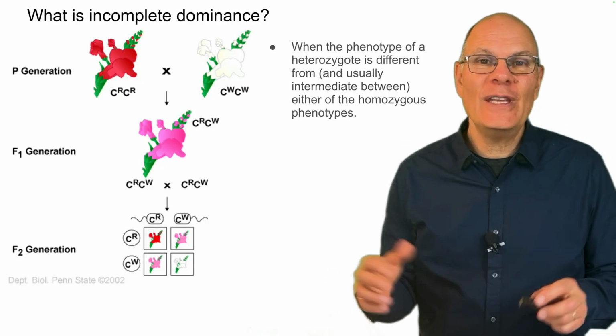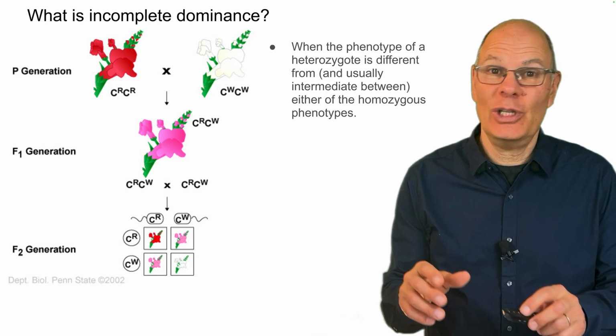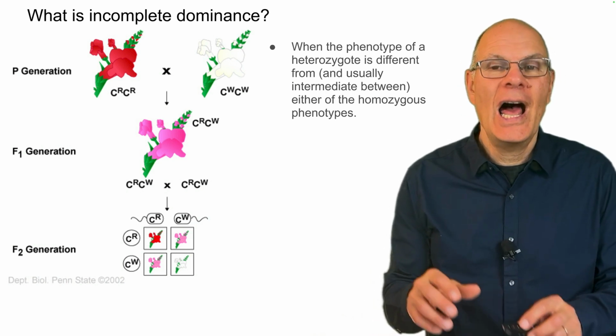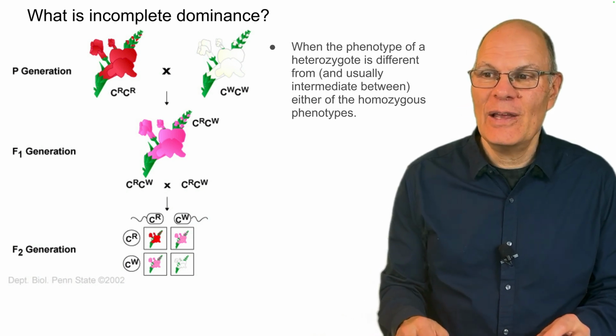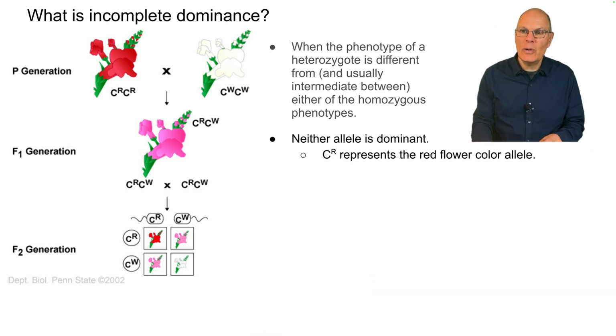This is when the phenotype of the heterozygote is different from and usually intermediate between either of the homozygous phenotypes. Neither allele is dominant. So in this case, we have to use a different notation system.